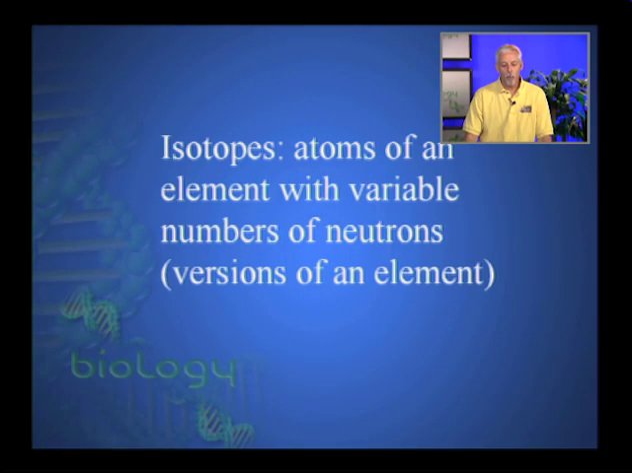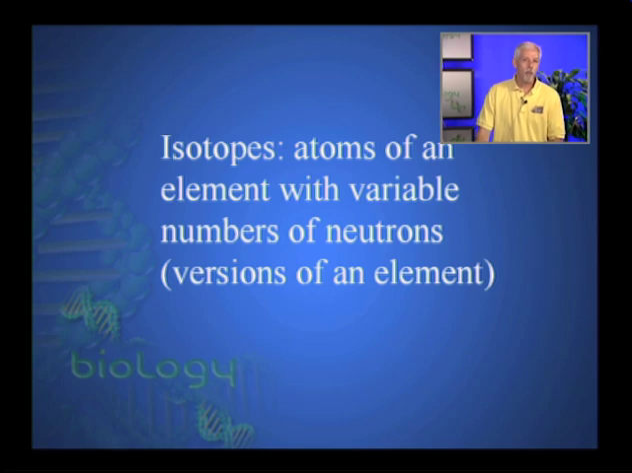Now, as it turns out, there are different versions of elements, and we refer to these as isotopes. So isotopes are atoms of an element with variable numbers of neutrons. So they're different versions of an element. But as long as they have the same number of protons, then they are so-called like atoms. So again, let's look at some examples.